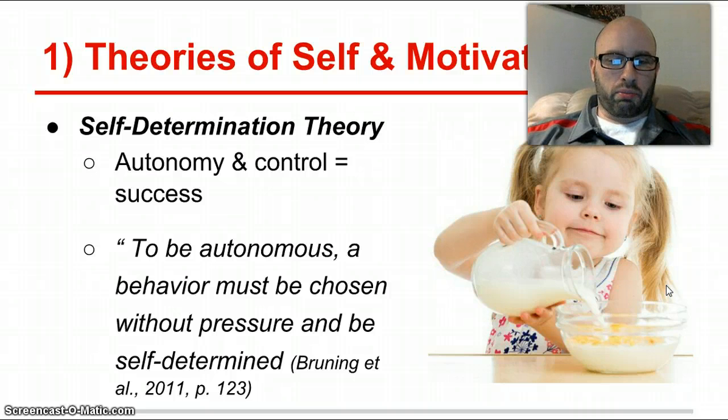Another quote that I have from Bruning here is, to be autonomous, a behavior must be chosen without pressure and be self-determined. So a lot of the times in my class there's a broad opportunity to select whatever you want in terms of assessment or a specific area you want to go. So with that freedom of choice, kids can follow their own passions to a degree.